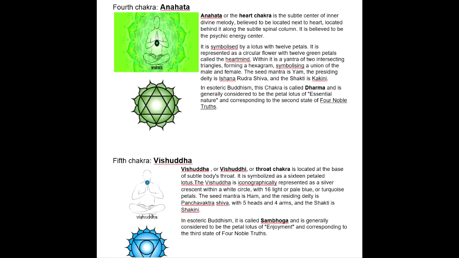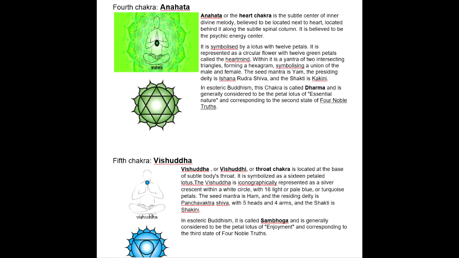Fifth chakra, Vishuddha. Vishuddha or Vishuddhi or throat chakra is located at the base of the subtle body's throat. It is symbolized as a 16-petaled lotus. The Vishuddha is iconographically represented as a silver crescent within a white circle, with 16 light or pale blue, or turquoise petals. The seed mantra is Ham, and the residing deity is Panchavaktra Shiva, with 5 heads and 4 arms, and the Shakti is Shakini.